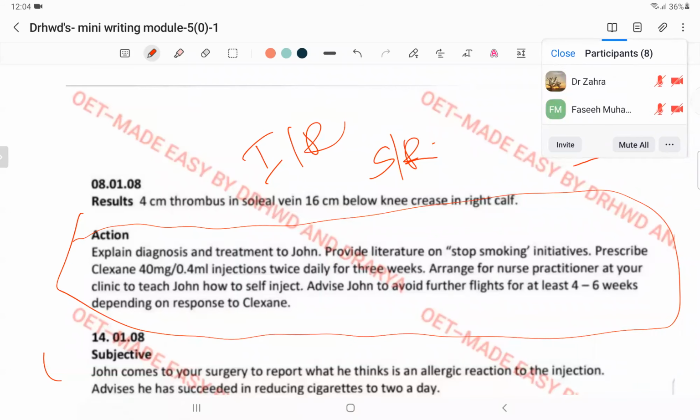Dr. Zahra, what are we going to do? Dr. Fasi, Dr. Zahra, go ahead. Ma'am, we should write provide literature on stopping. I believe that we will not write arrange for the nurse practitioner at your clinic to teach John how to self-inject and explain diagnosis and treatment to John. What else? Yes, Dr. Zishan, what were you saying? Ma'am, Clexane should be written, stop smoking and avoid further flights for at least 4 to 6 weeks. And what about the stop smoking literature?